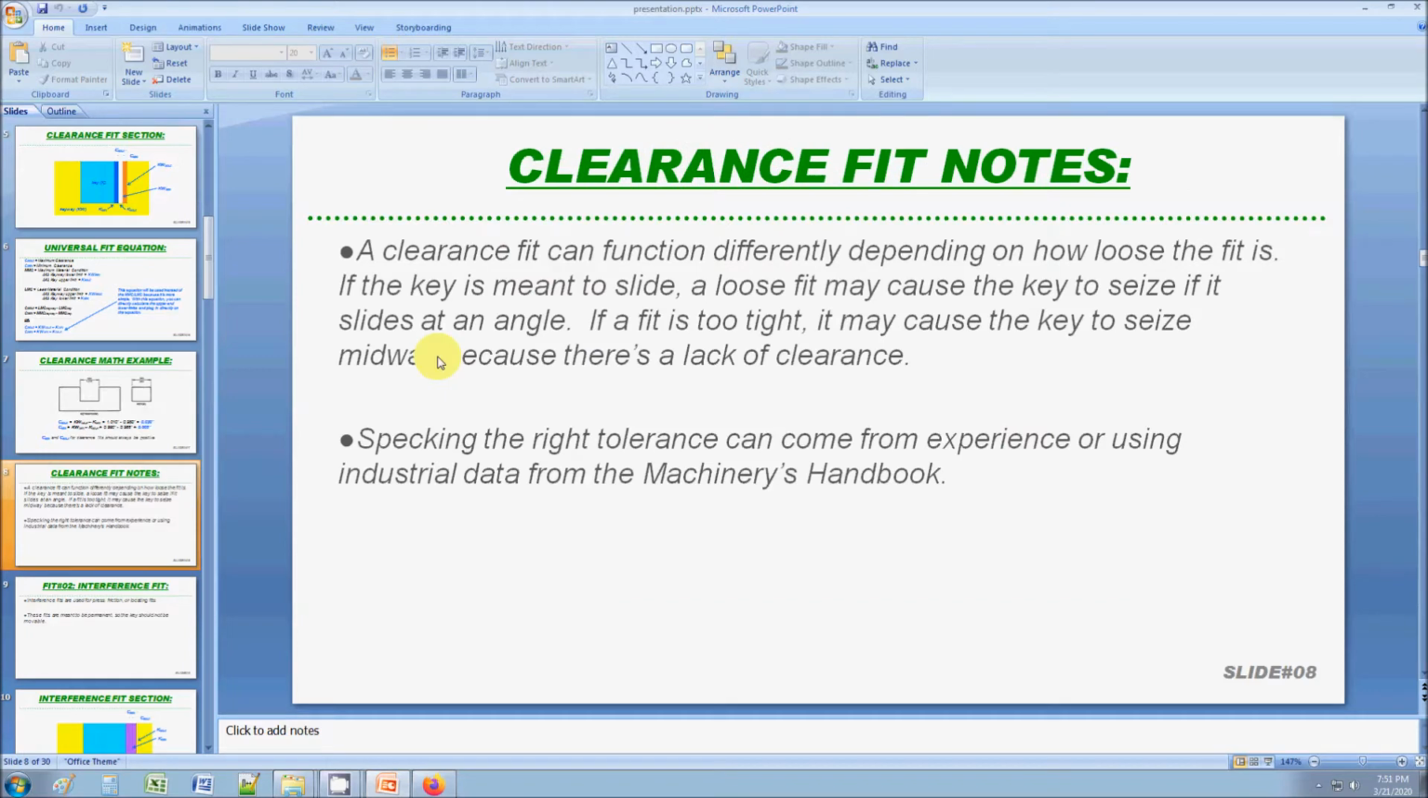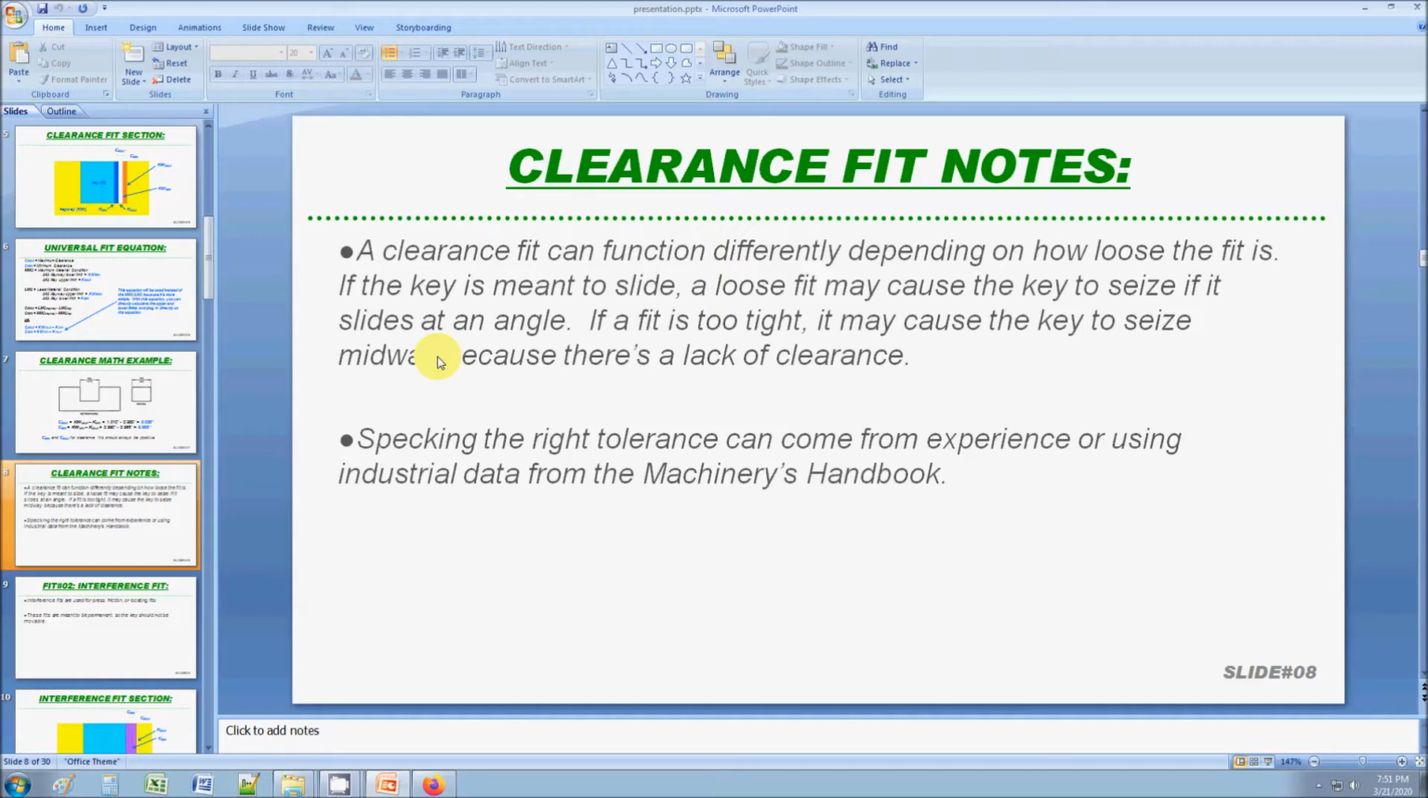Now, just because you guarantee the clearance doesn't mean that your product is going to be successful, because how clear is clear? If you make your clearance too loose, it can seize, because if you rotate the key by an angle, it could seize as it actuates. Or if there's not enough clearance, it clearly slides, but it may be kind of rough. You may have to hammer it down a bit.